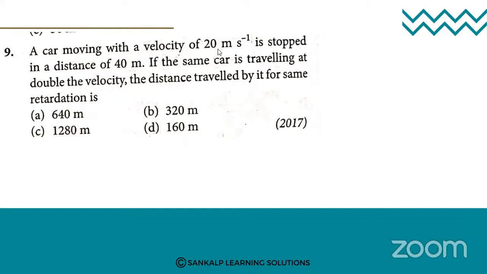A car is moving with a velocity of 20 meter per second. It is the initial velocity. It stopped in a distance of 40 meters. Stopped means what? The final velocity will be 0.